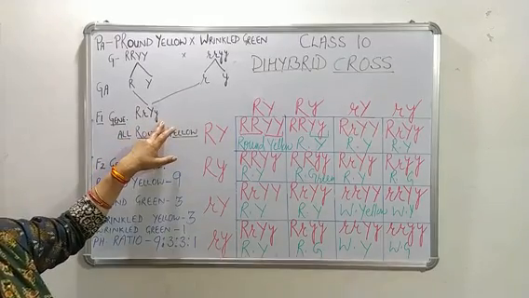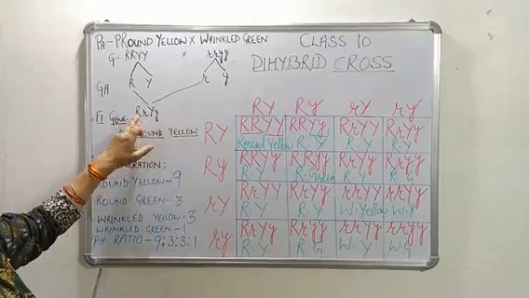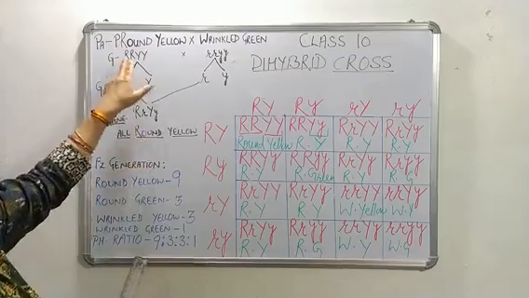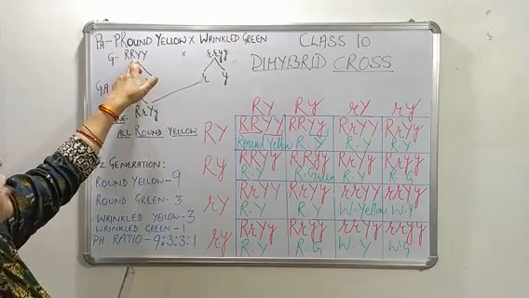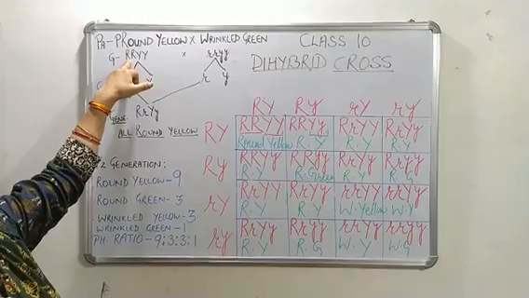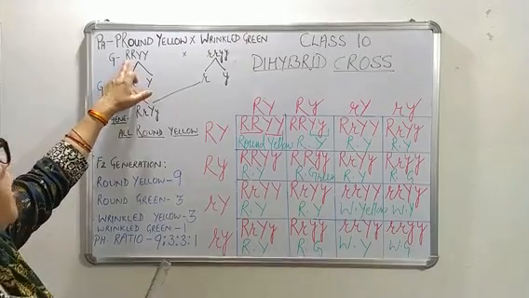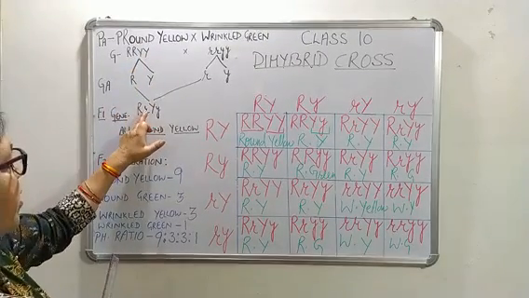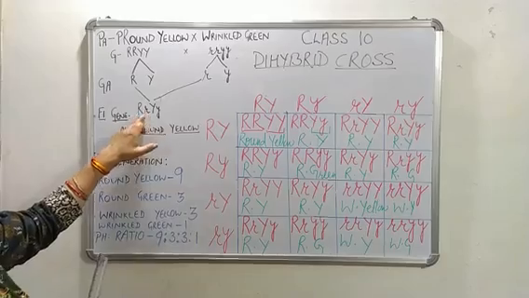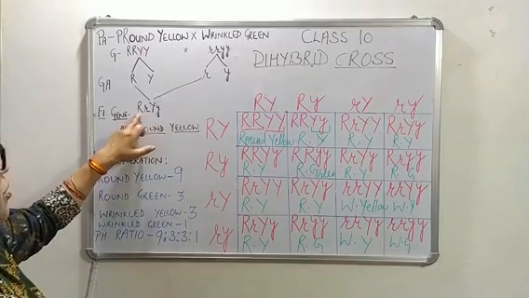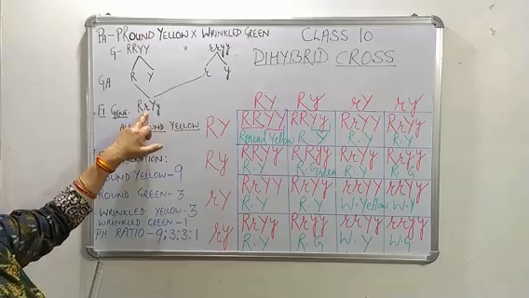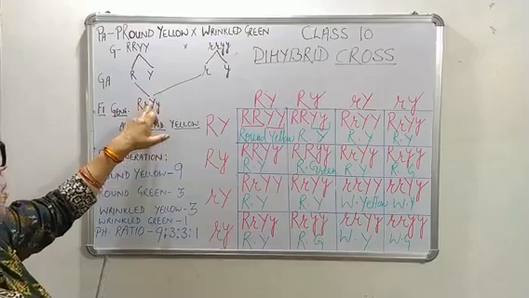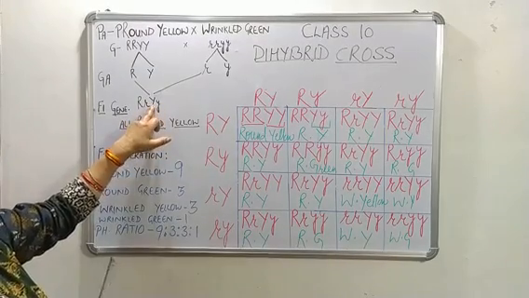Now two more terms can be explained from here. One is homozygous and the other is heterozygous. Homozygous is the condition when two factors are the same. Two factors of an individual are the same for one character. R and R is homozygous, Y and Y is homozygous. If we take capital R and small r, this denotes round. So this is heterozygous because both the factors controlling this character round are not similar, they are different. And capital Y and small y is also a heterozygous condition.